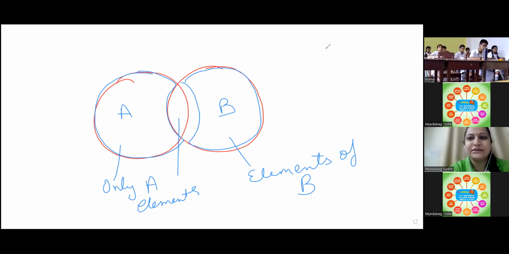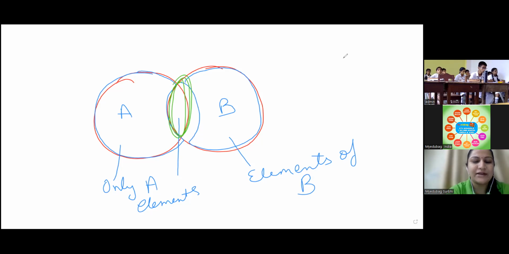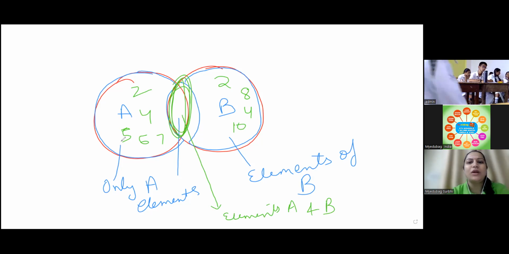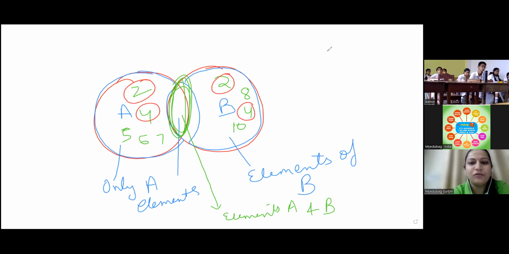And the center, what does this represent? It will represent the elements which are in A and B, the common ones. Like if I have some numbers 2, 4, 5, 6, 7, and here I have 2, 8, 4, 10. So what numbers are common in both of these? 2 and 4. This is a common number, so this will come in the center.